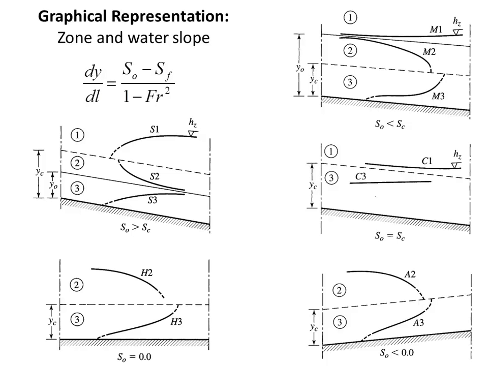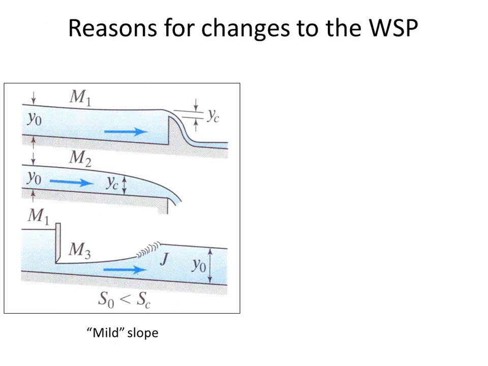If the water depth is getting deeper uphill, that's an A3. If it's getting shallower in the direction of flow, that's an A2. There's no A1. Okay, so that's one version of looking at these water surface profiles.